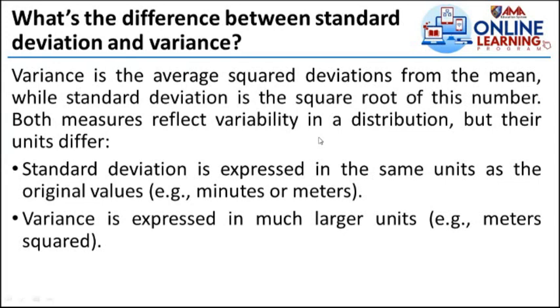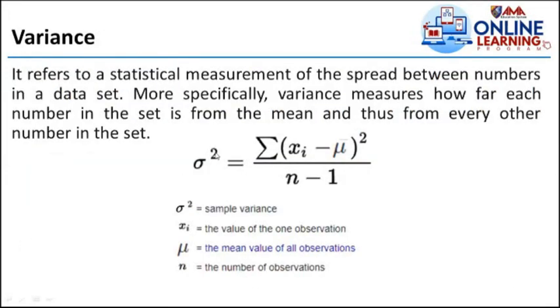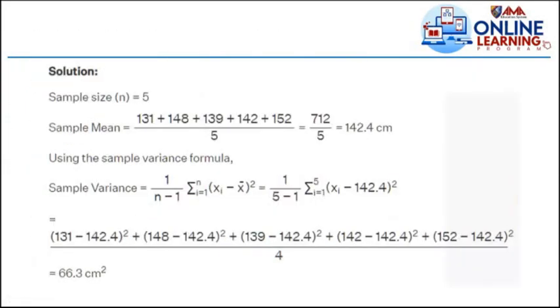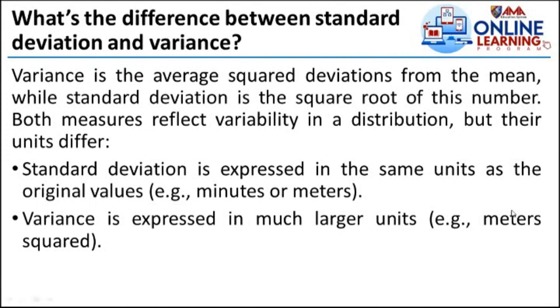Standard deviation is expressed in the same units as the original value, for example minutes or meters. Variance is expressed in much larger units, meters squared. Okay? Kaya tinawag nila meter square kasi pag titingnan po natin, we have squared po siya dito. Pero dito, sa standard deviation po natin, wala siya. So, ano lang siya? Isa lang yung exponent ng unit po natin. Kaya meter, pwedeng minute, pwede po siya. Pero dito, we have square meter. Let's know the difference between standard deviation and variance.